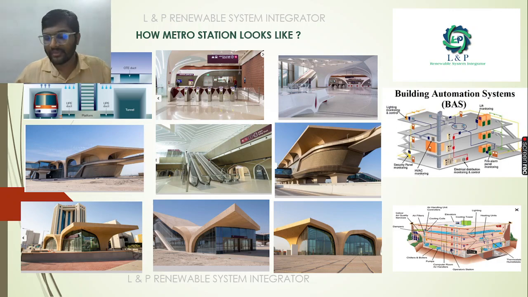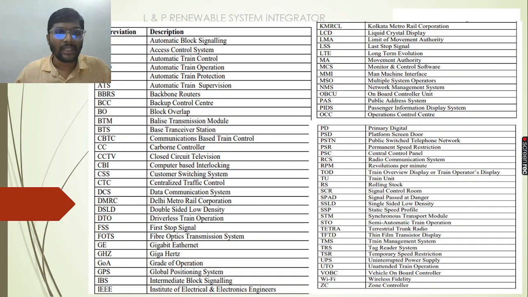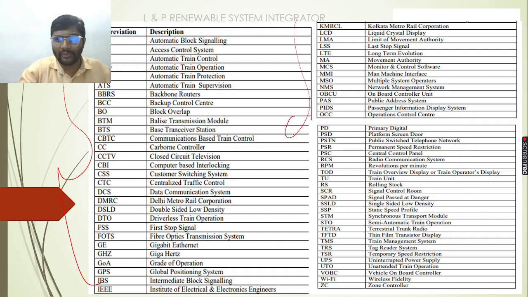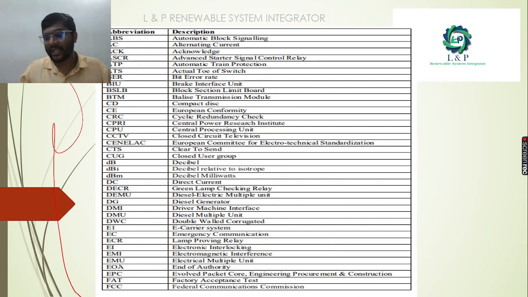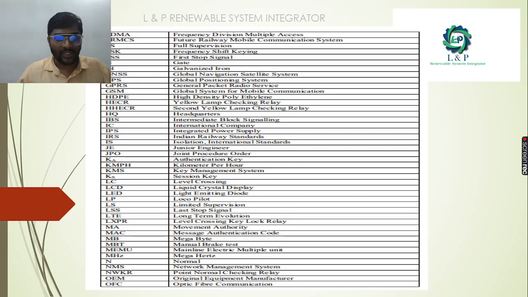So this is an example of a metro station, how it looks. In our discussions we might be using many abbreviations and short forms. So if you have any doubts when referring to the video, kindly refer to these abbreviations and their descriptions clearly, so that you will get clarity on the things that we are discussing.